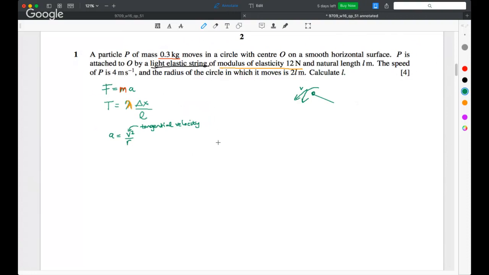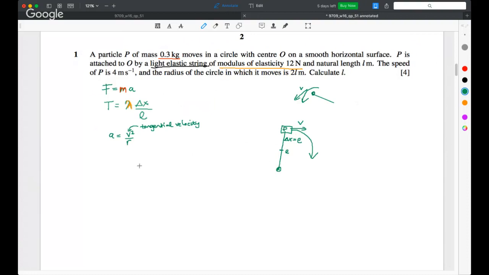So here all we have to recognize, we have our setup, say our center O, some string, and we're told the natural length is L, and that the thing is moving in a circle of radius 2L. So this is delta x, which is also equal to L. Essentially the movement has doubled the size of the string. It's going around like this. It's got some velocity v. This is p.